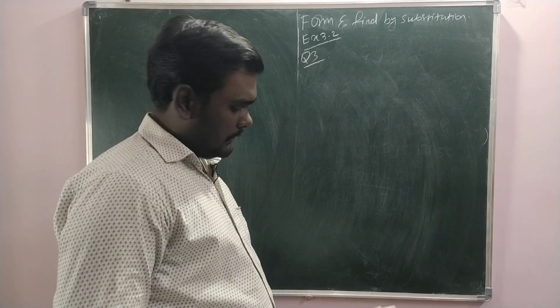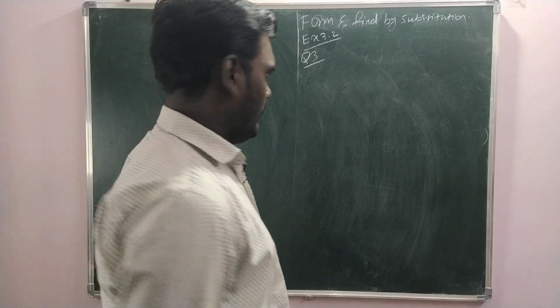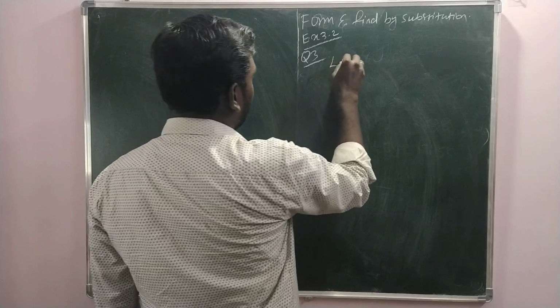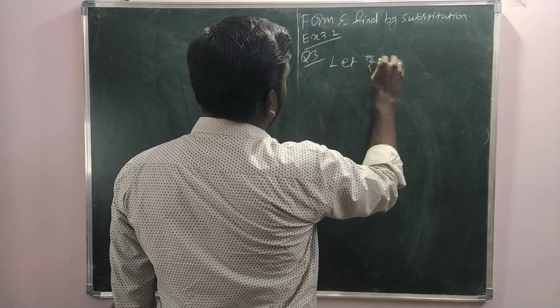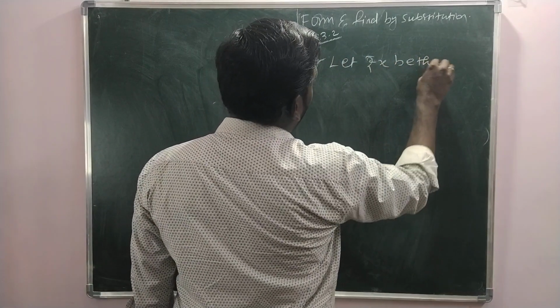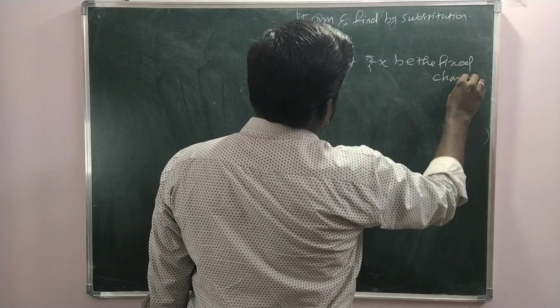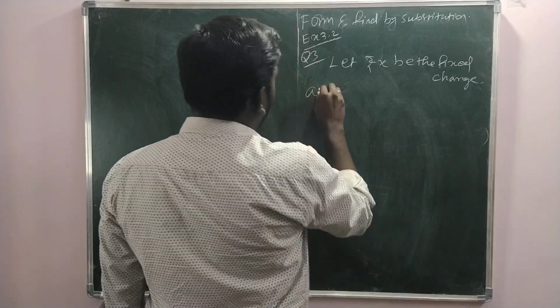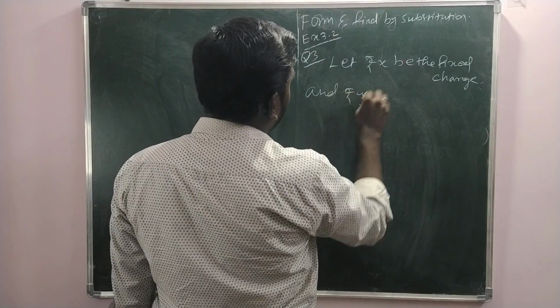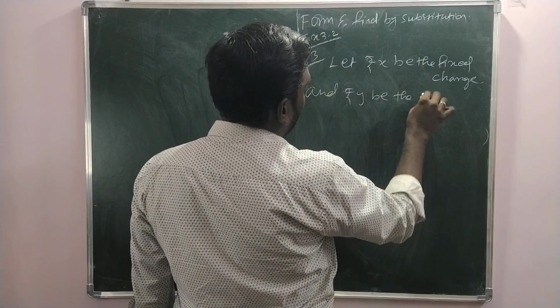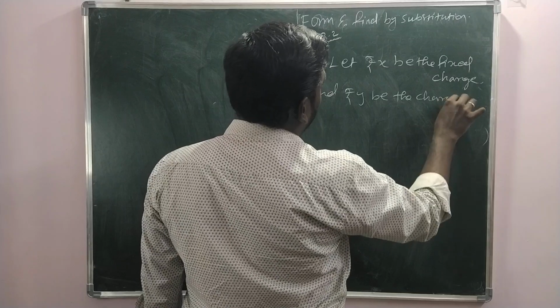Together with the charge for the distance covered. So here, let rupees X be the fixed charge, and rupees Y be the charge per kilometer.